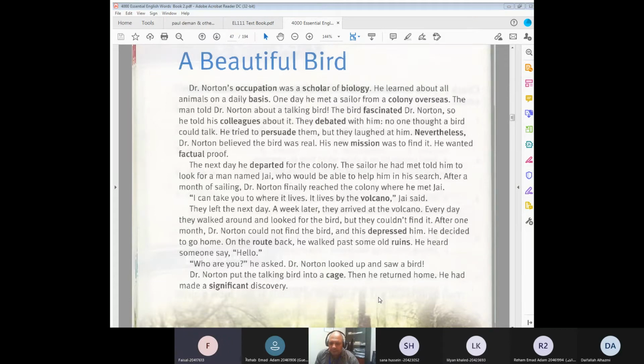Dr. Norton's occupation was a scholar of biology. He learned about all animals on a daily basis. We're not reading, Faisal. Okay, what are we doing? Sorry. So what we're doing is that we read the text already. We tried to figure the meaning out, and then it's time that we talk about it. So did you read it? Yes, I read a little bit. Okay. We'll give you the opportunity to read it on your own, and we'll come back to you. Thank you. You're welcome.